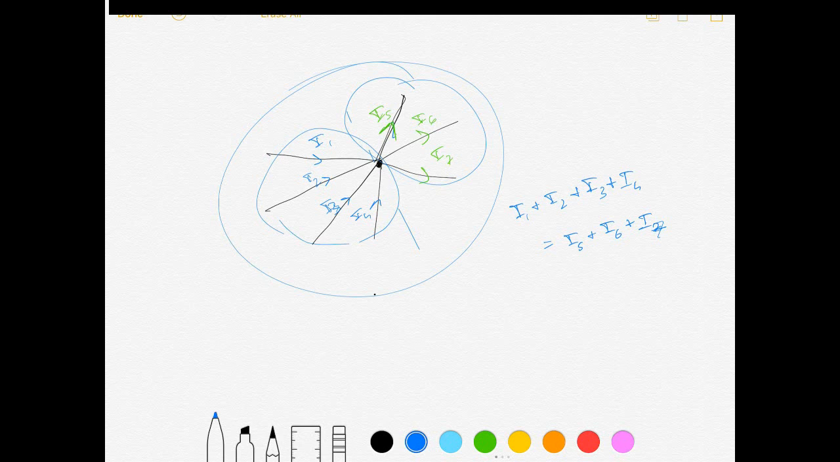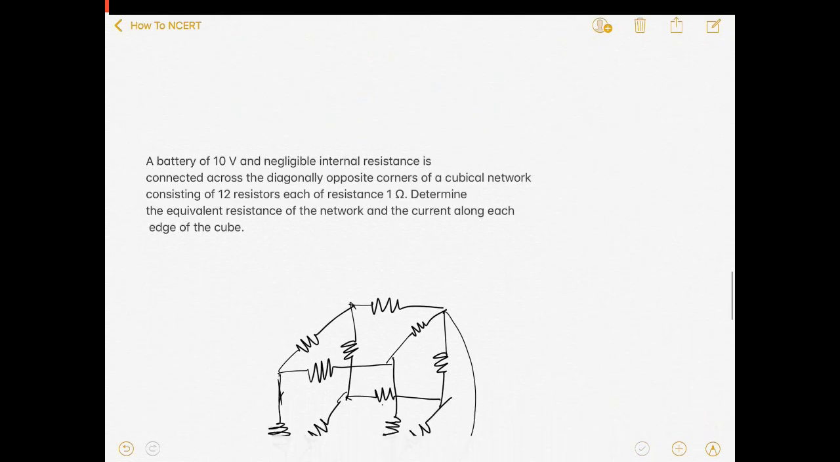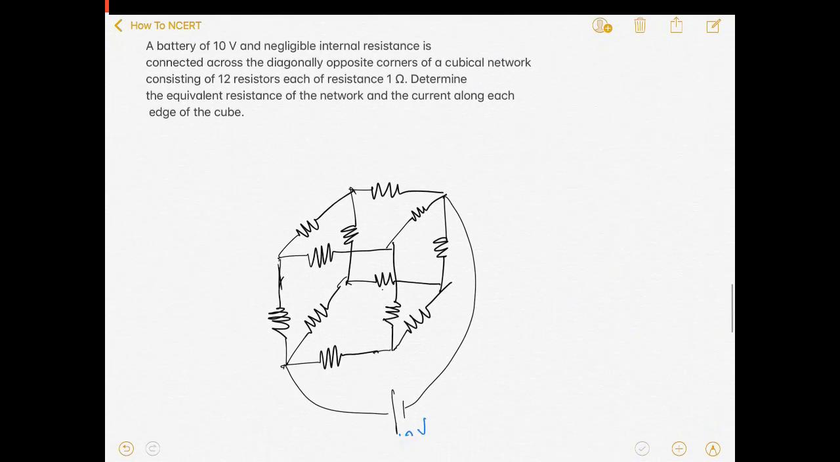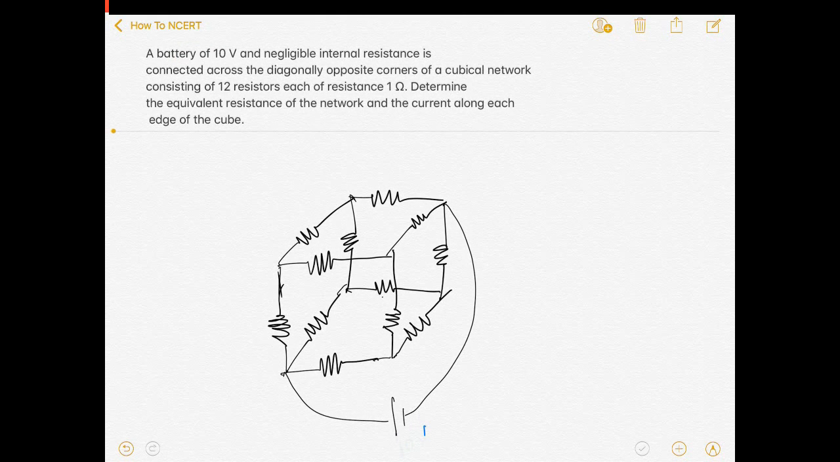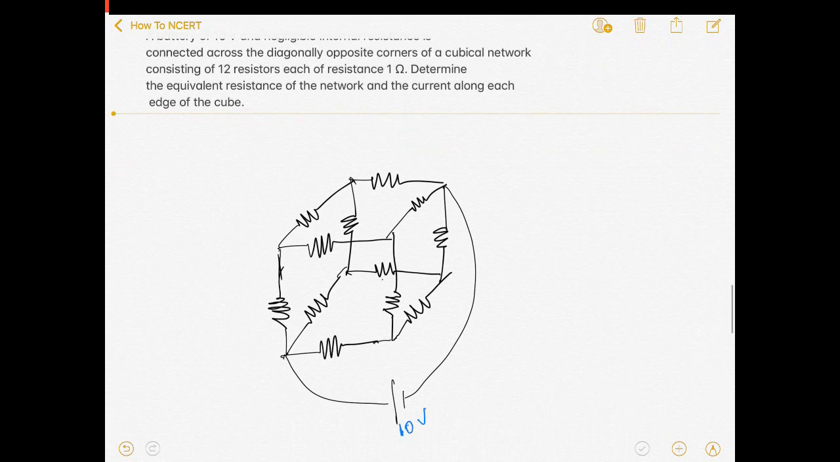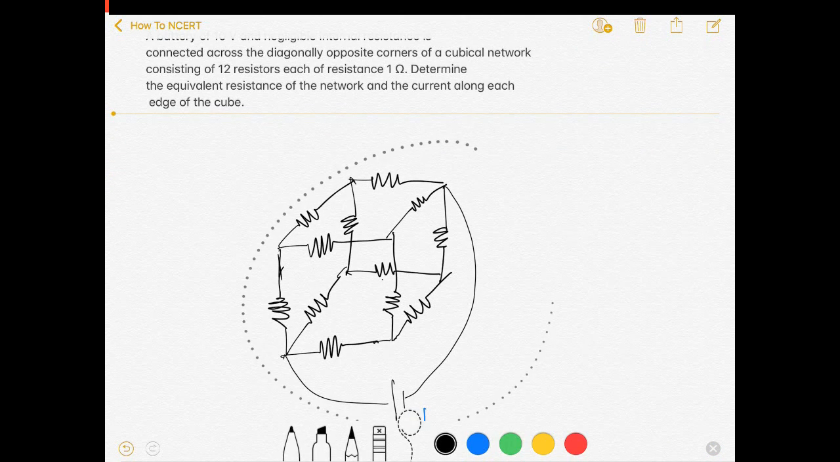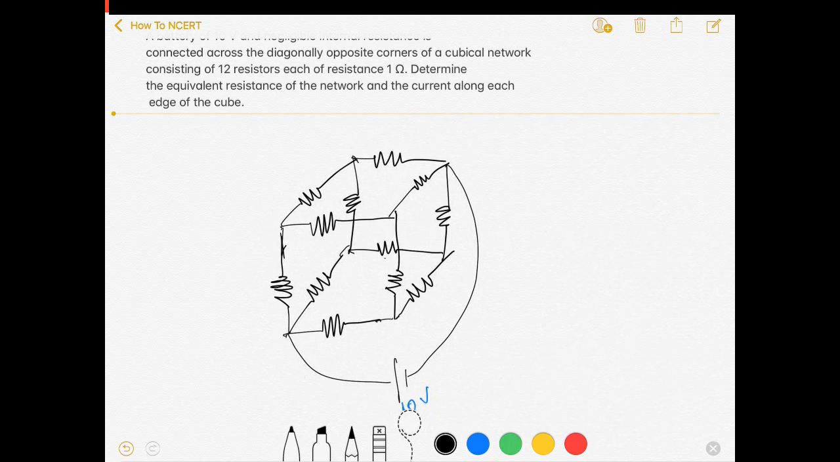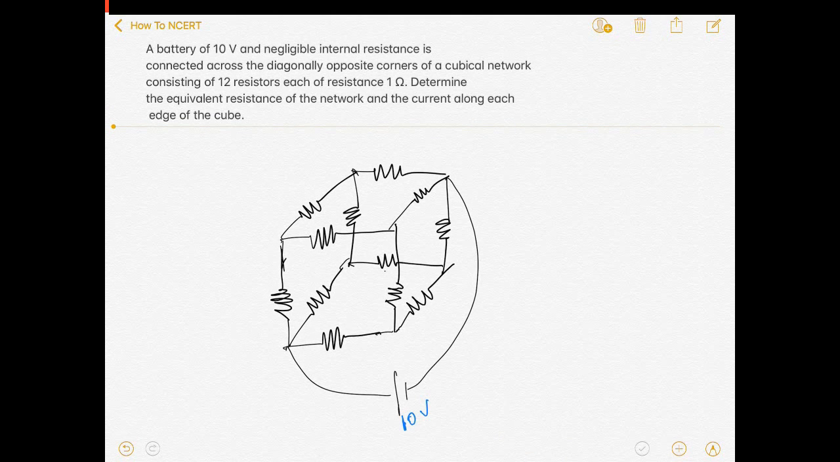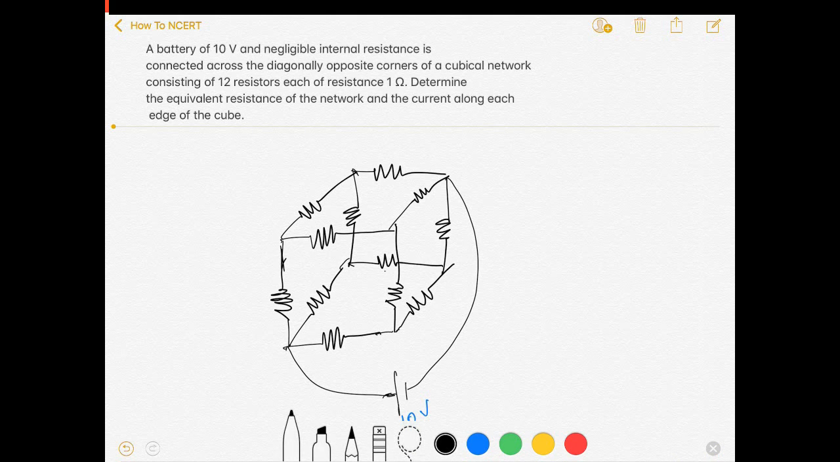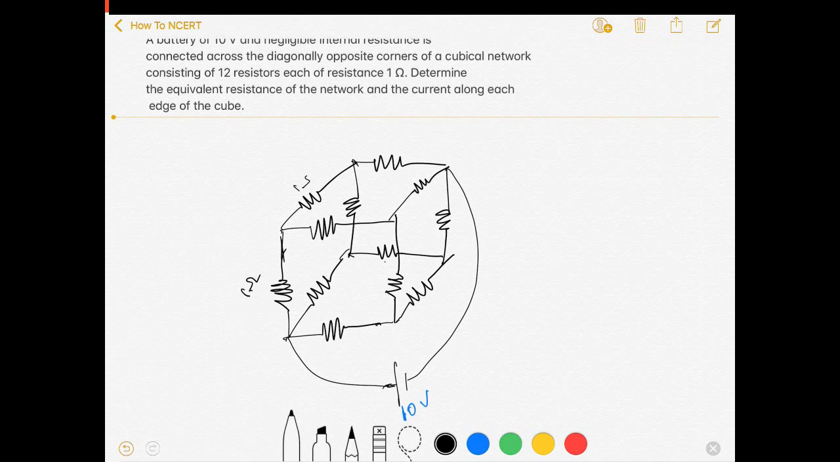All right. Now, how can we use this? See, I have something like this. This is my question, and it basically says that I have a battery of 10 volts over here, right? And the negligible internal resistance. Now, what does that mean? We'll come to that in a while, don't worry. It's connected across this cubical network where each resistor has 1 ohm.